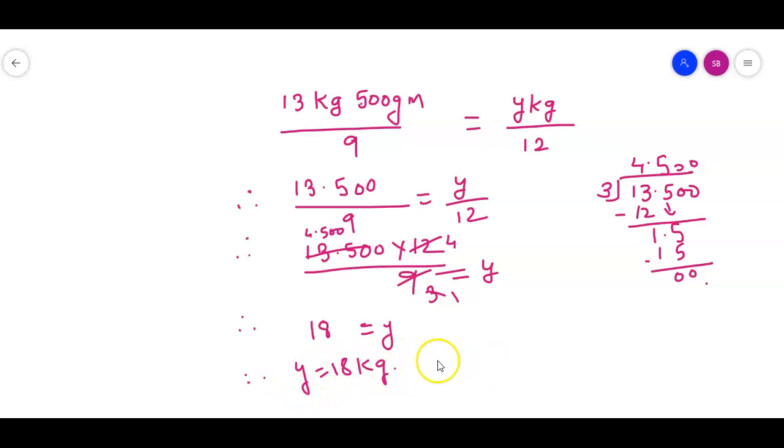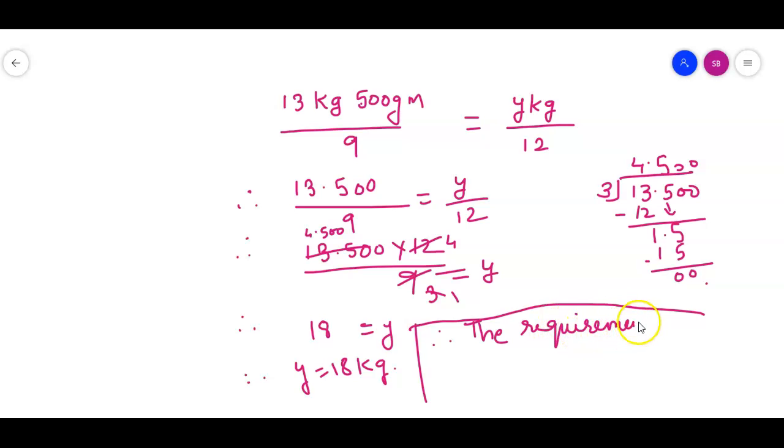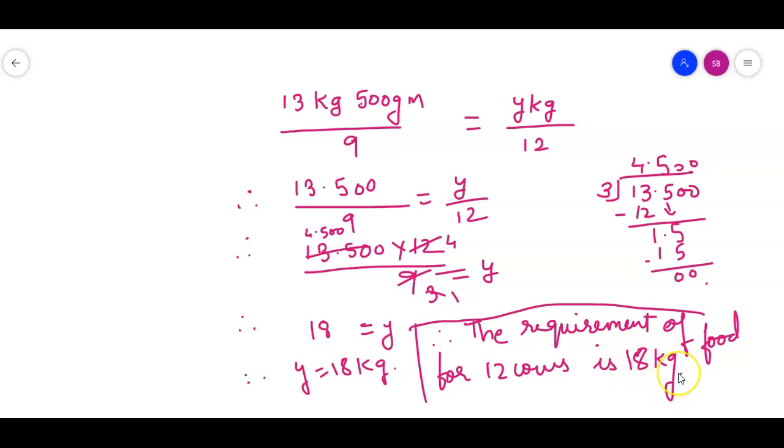So what our answer should be? Our answer should be, therefore the requirement of food for 12 cows, because we require 12 cows, is 18 kg. Fine, this is our answer.